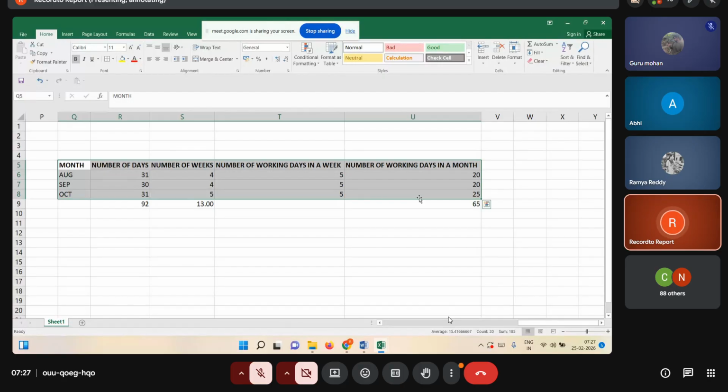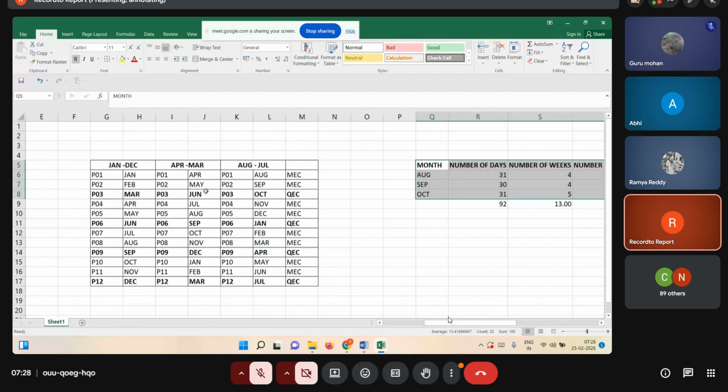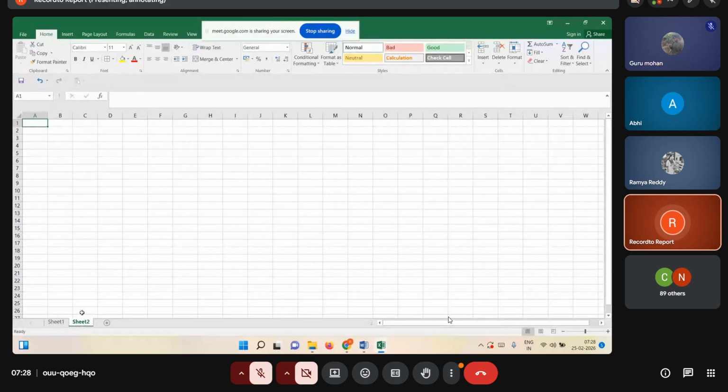The starting and ending completely depends on the company, guys. But the financial calendar will be decided in the same way. Any doubts, guys? Okay. So let's move on to how many weeks we have in a month.